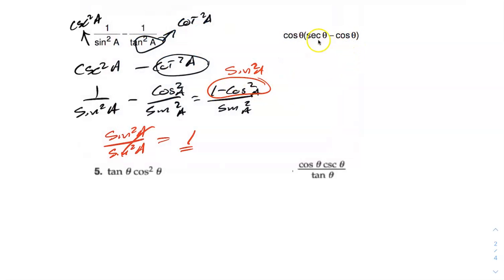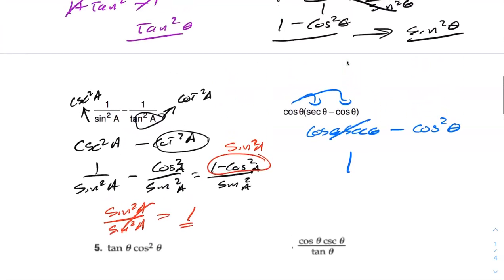Next one, that just says the cosine out here, so let's distribute it in. So I have cosine theta secant theta minus cosine squared theta, because you had a cosine times cosine. And now here's a trick. If you ever have a trig function being multiplied by its reciprocal function, like cosine times secant, you can also get sine times cosecant or tan times cotan. They cancel each other out and you just get 1.